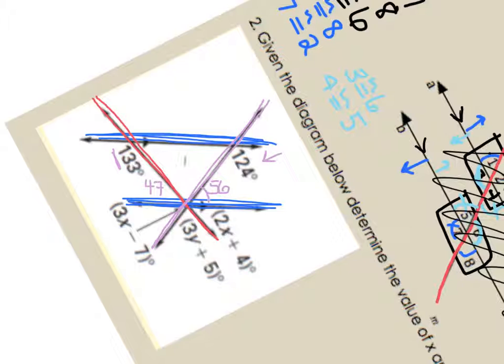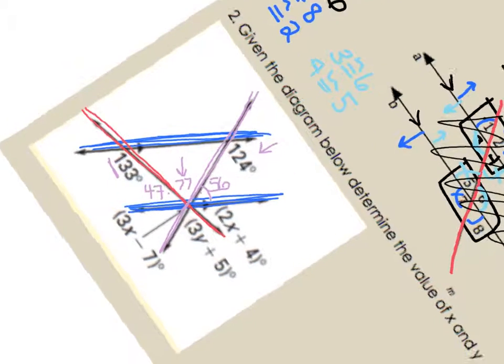Something else that I see, I can find out this angle because these three angles here, 47, the unknown angle in between, and the 56, are supplementary. So if I take 180 and subtract 47 and 56, I'm going to get 77 to be that middle angle. Okay, so now that I have something, maybe I can solve for x and y now.